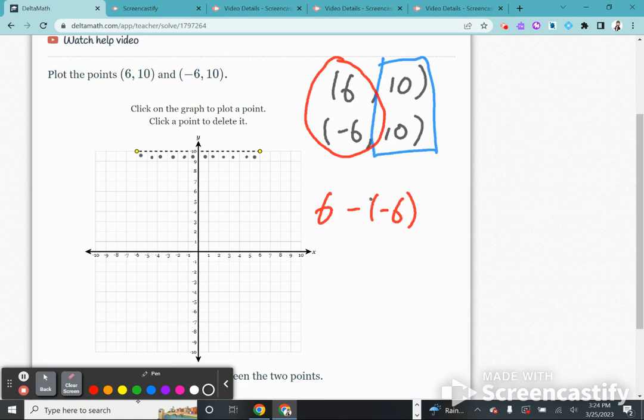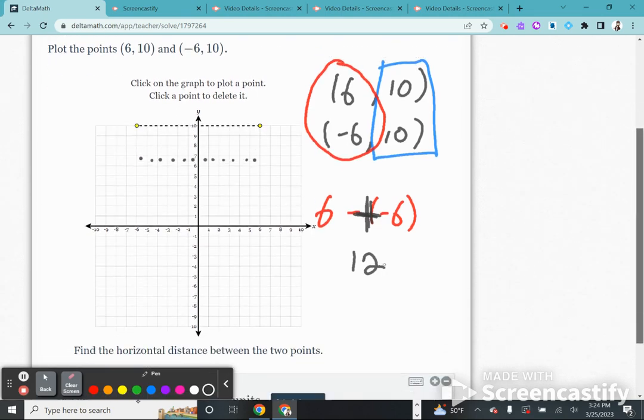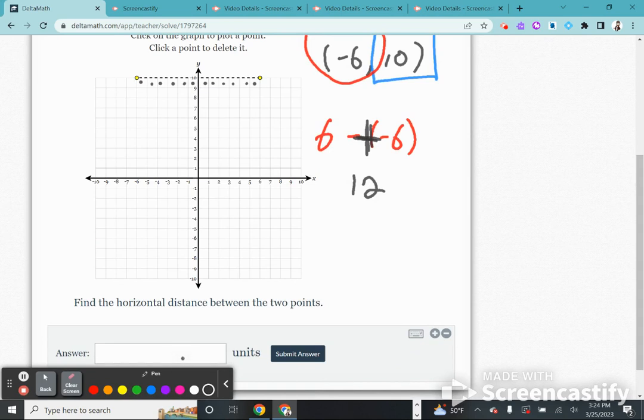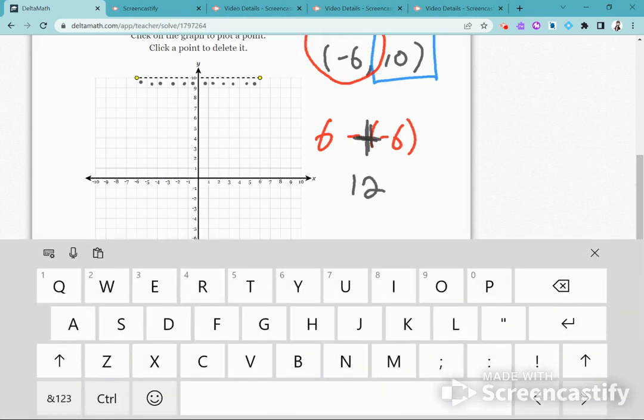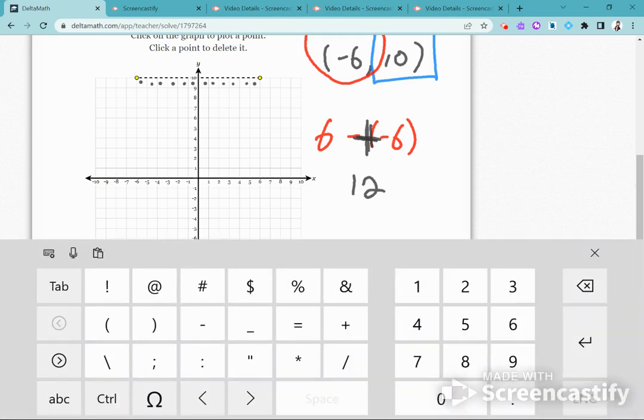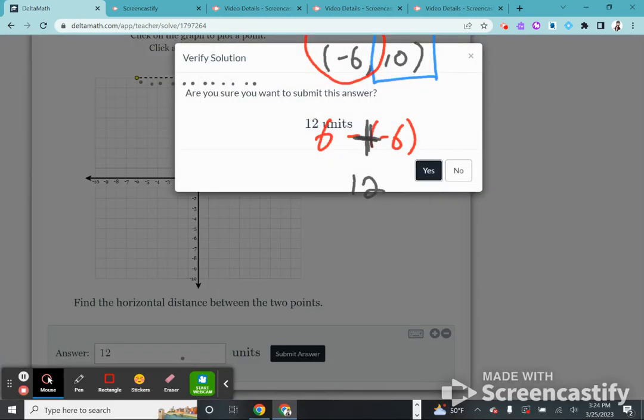would get us. And we know from our earlier lessons on positive and negative numbers that when we go to add a negative, or subtract a negative, the 2 negative signs create an addition problem. So now we have 6 plus 6, and I know that gets me 12. So I know that my answer would be 12 units.